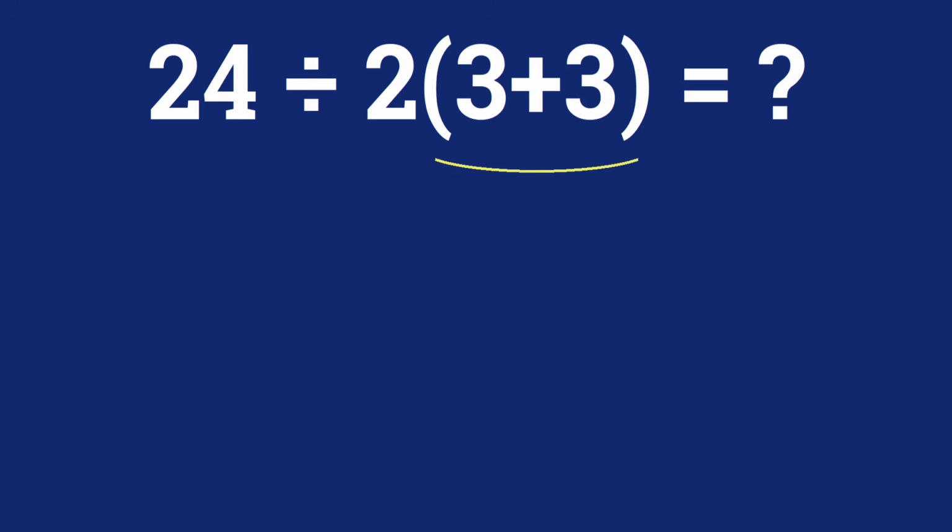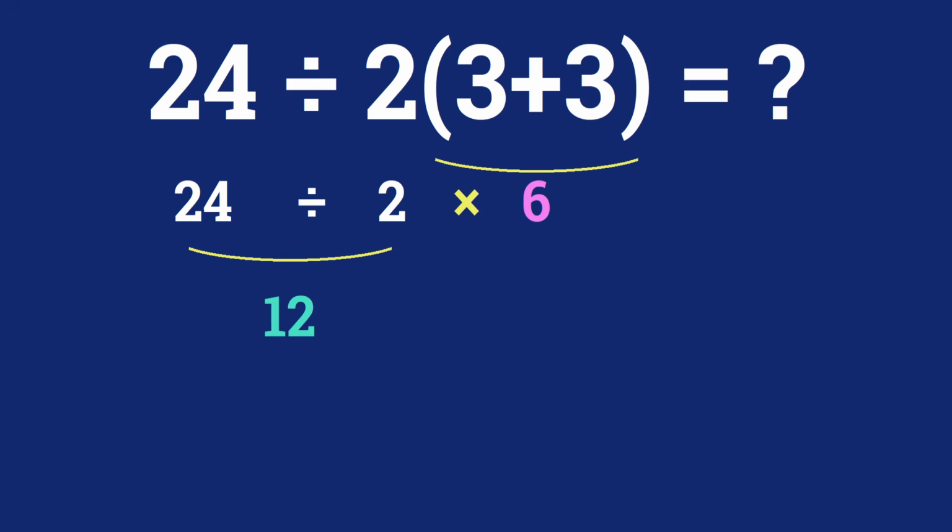So first this parentheses. Inside this parentheses we have 3 plus 3, which equals 6. So 24 divided by 2 times 6. Now we have one division and one multiplication. So we have 24 divided by 2, which equals 12, times 6, which equals 72. And this is our final answer to this problem.